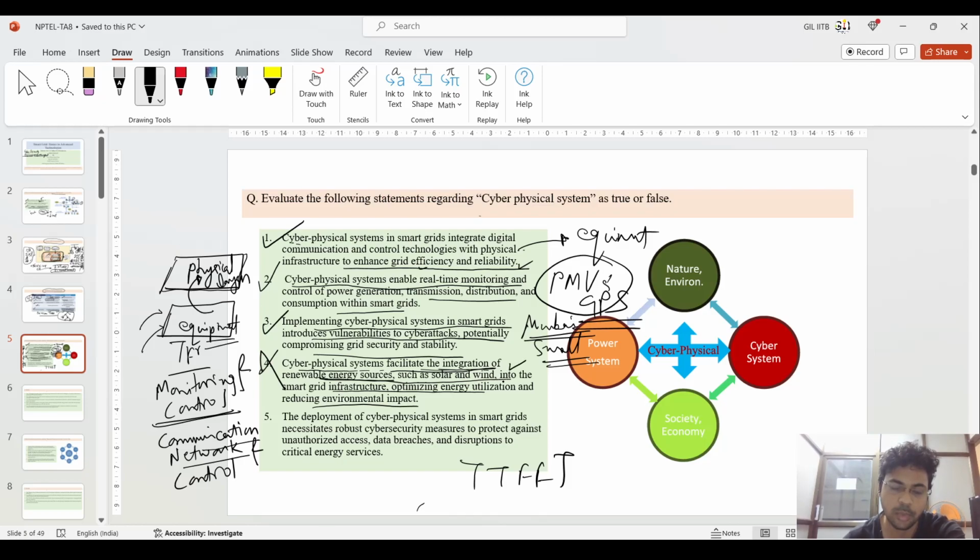This provides security and avoids vulnerability to cyber attacks. Okay. It does not facilitate any integration of renewable energy sources. Excuse me.